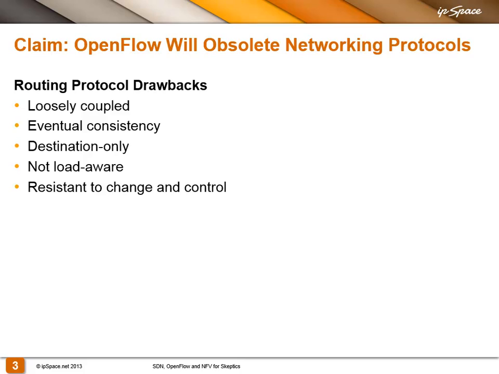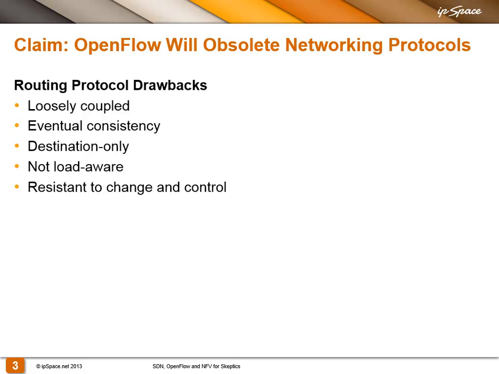Of course, eventually people get carried away. We are hearing claims like, well, OpenFlow will obsolete all the networking protocols. We don't need any protocols anymore because now everything is running in a controller. Whoever is making those claims will be quick to give you a long list of why routing protocols don't work. They are loosely coupled, they're destination only, they don't know about loads, so some links could be overloaded and some could be underutilized. You get micro forwarding loops due to eventual consistency, and you can't forward based on source addresses.